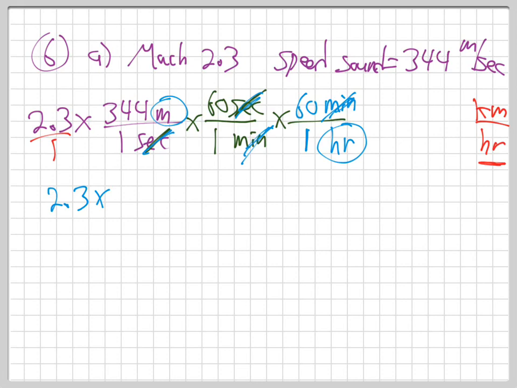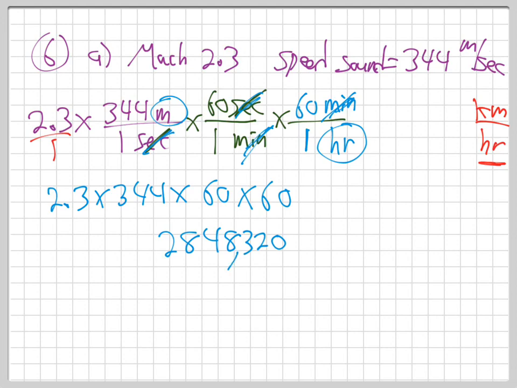So let's use our calculator right now. Take 2.3 times 344 times 60 times 60. They're all in the top. If they were under the bar, I would divide. But they're all in the top, so I just multiply them. And I'm getting a giant number: 284 8320. You getting that? And that is what units again? Meters per hour. That's meters per 1 hour.